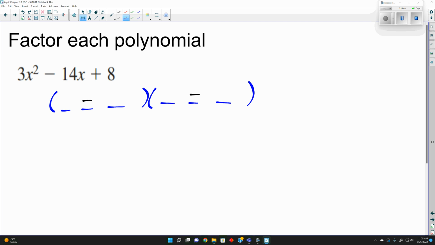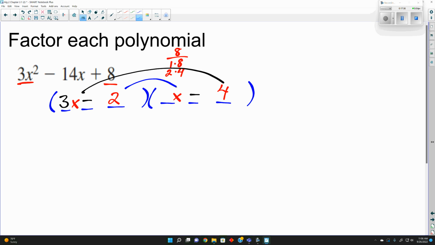Which brings us to our next step, to find the factors of the first and third terms. So the factors of 3x squared. Well, the factors of x squared are x and x, and now the factors of 3 are 1 and 3. I'll just pick one to put the 3 in. Doesn't matter if it's in the first or second. Now we do need to find the factors of 8. 2 and 4, 1 and 8. Which one do we want to try first? Where do we want to put the 2? And the 4 in the second. And then we can check it.